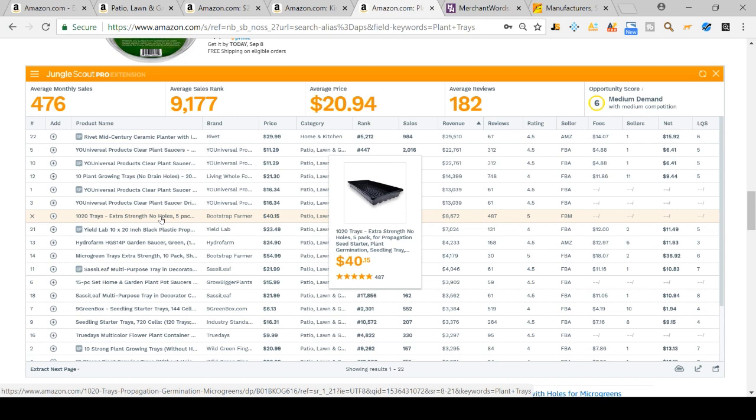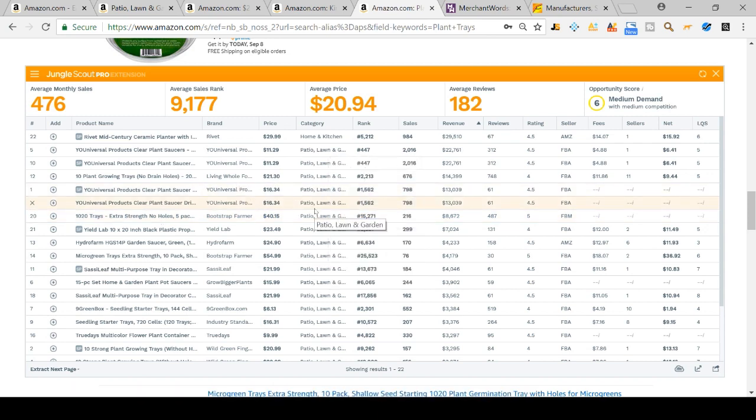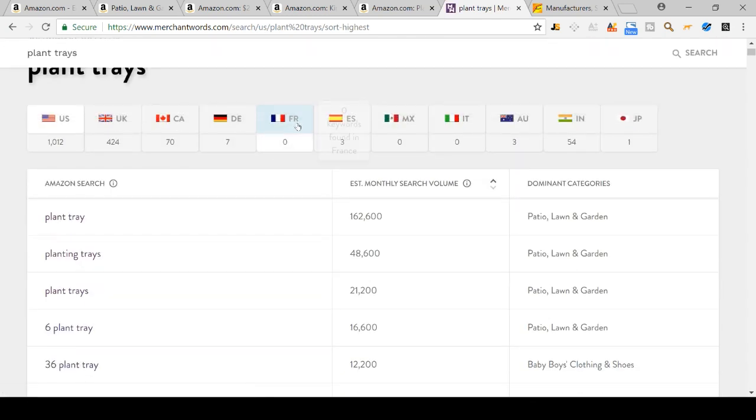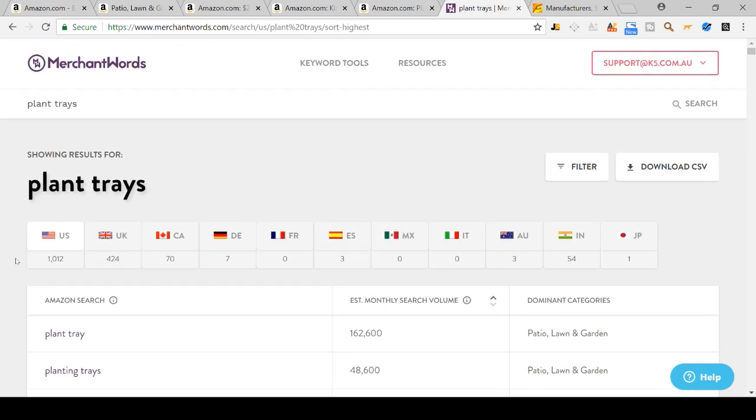So what I'm going to do is head over to Merchant Words and see the keyword search demand, the estimated search volume for the keyword plant trays. So I'm going to type plant trays and it's going to show me the estimated search volume. Yeah, so the words planting trays has 48,600 estimated searches per month, which means these keywords are searched for on Amazon 48,600 times a month on average. So our keyword is plant trays.